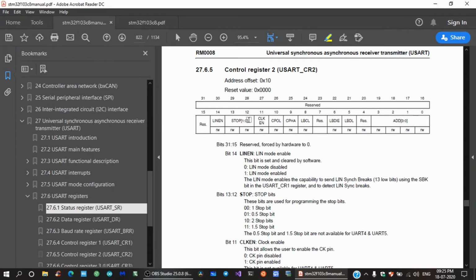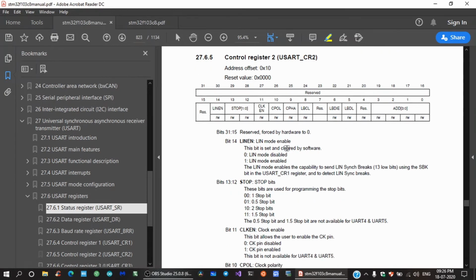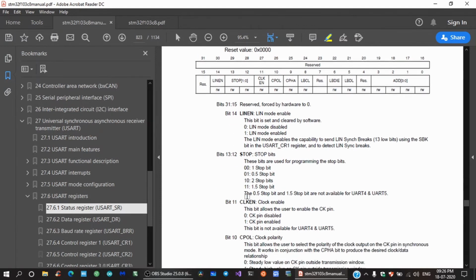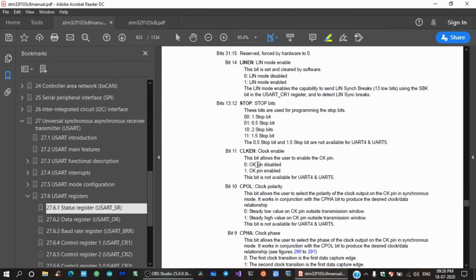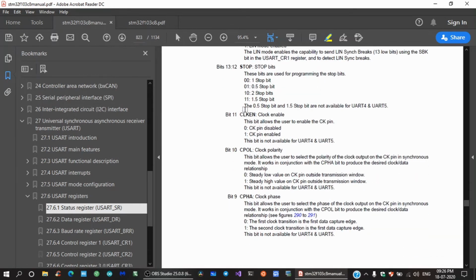Now let's look at the CR2 register. By default all these are set for our convenience. Here the stop bits are set to 00, which is default, and clock polarity and clock idle low or high is also set by default. Here the clock pin is disabled by default, so we will be using asynchronous mode. If you want to use synchronous, you need to set this to 1.